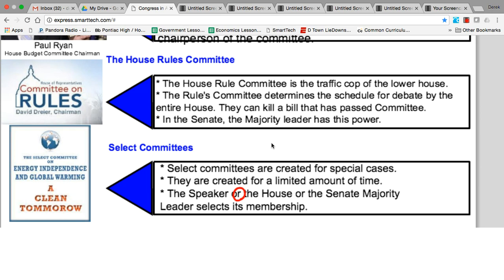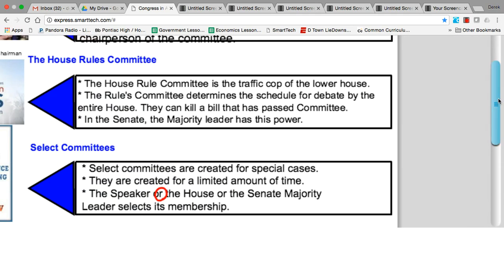The Speaker of the House or the Senate Majority Leader, the Speaker of the House being kind of the most important member of the House, and the Senate Majority Leader having that role there, is going to select your membership in your select committee. And you're going to have members from both parties, but the majority will always be from the majority party. So whichever party has control of the Senate is going to have more members on the select committee, just as you would see on a standing committee.